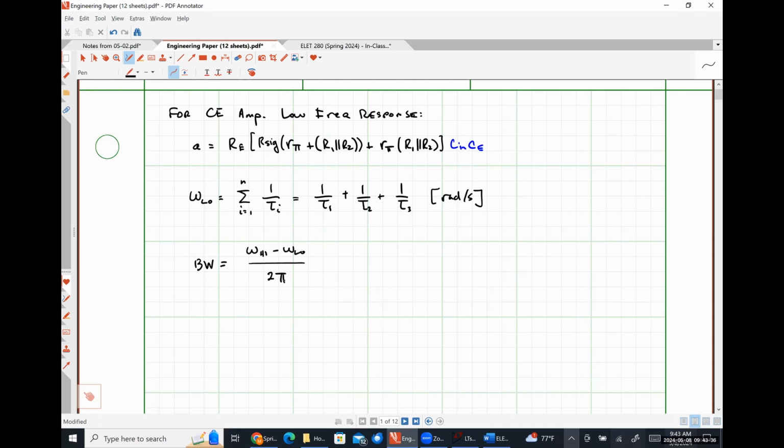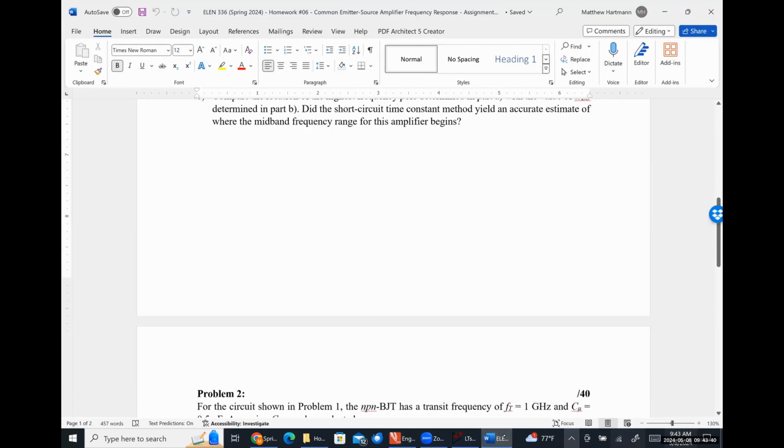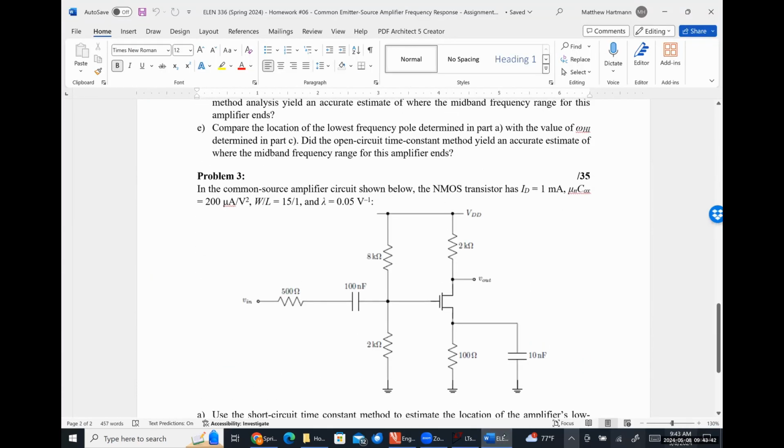Speaking of problem 3, Hannah, thank you for bringing this to my attention. I didn't give you guys a drain current to use, which means you couldn't even really get started on this one. So now you're given an actual drain current. Everything else should be fairly straightforward.